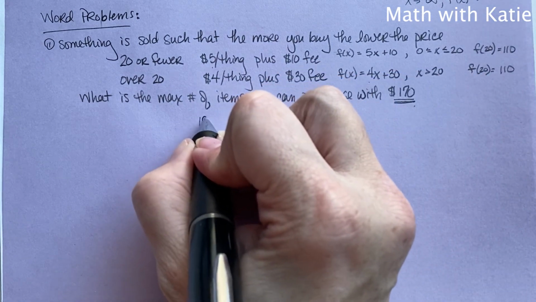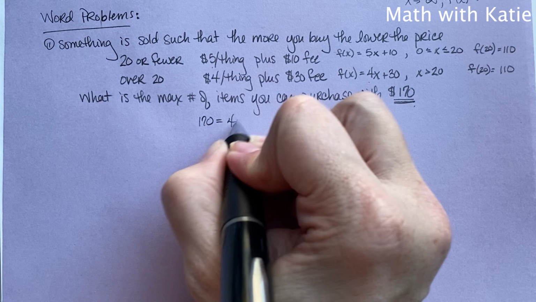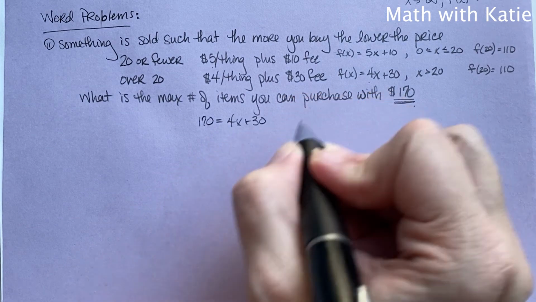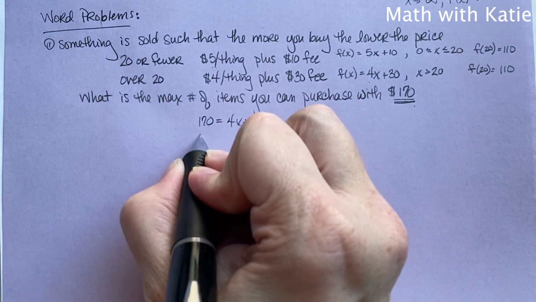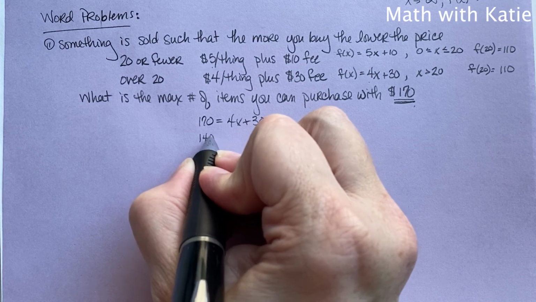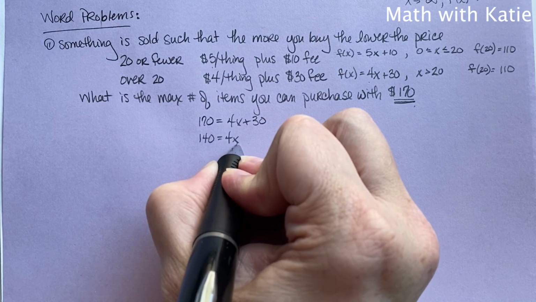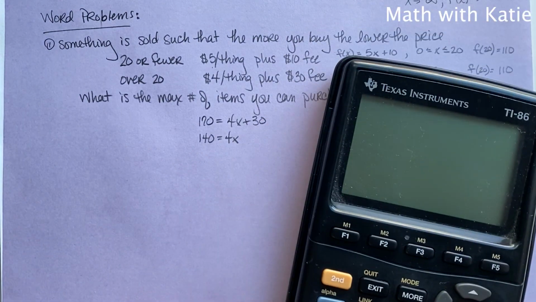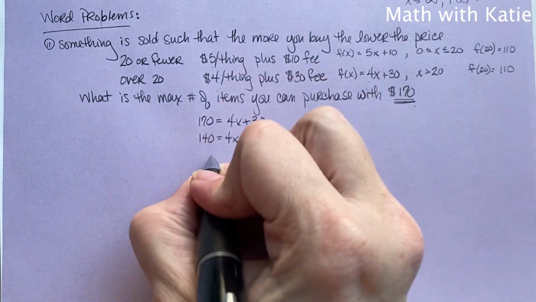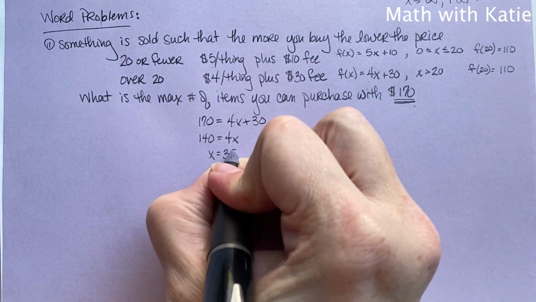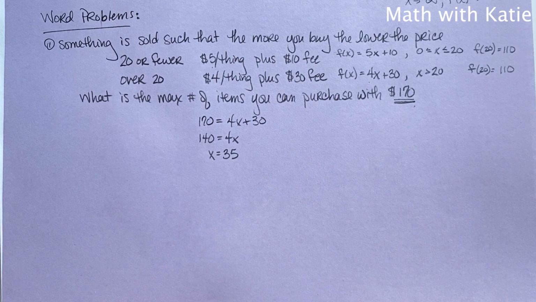So we're going to put 170 is equal to 4x plus 30. Subtract the 30 over and divide by 4. So 35. So you could get 35 items for the $170.